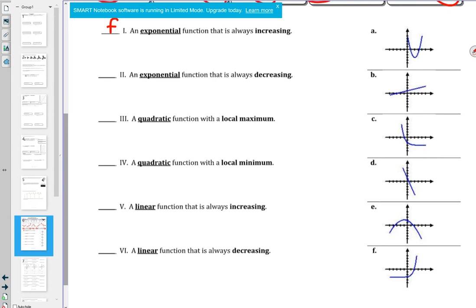An exponential function that is always decreasing. That would be a decay. Which one of these is a decay? A quadratic function with a local... Oh, okay. So here we go.